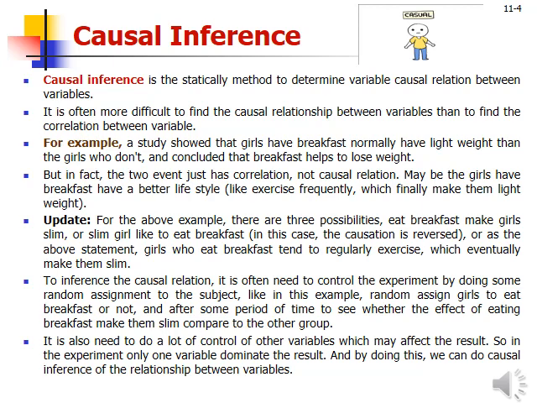To infer the causal relation, it is often needed to control the experiment by doing some random assignment to the subjects, like in this example, randomly assigning girls to eat breakfast or not, and after some period of time seeing whether eating breakfast makes them slim compared to the other group. It is also needed to control many other variables which may affect the result. So in the experiment, only one variable dominates the result, and by doing this, we can do causal inference of the relationship between variables.